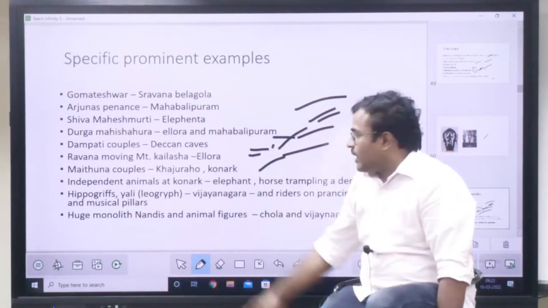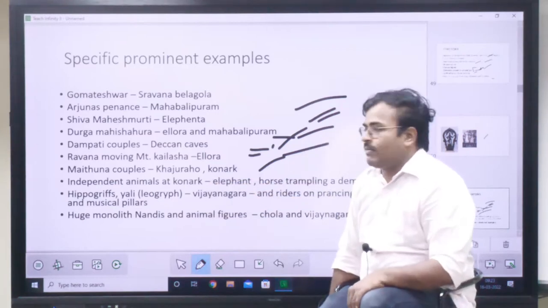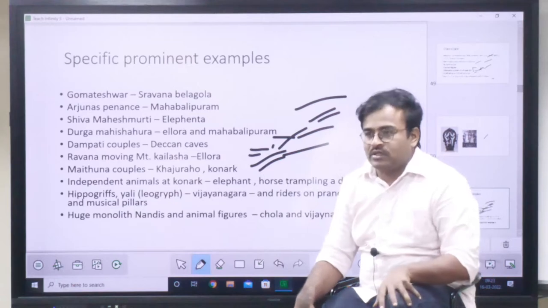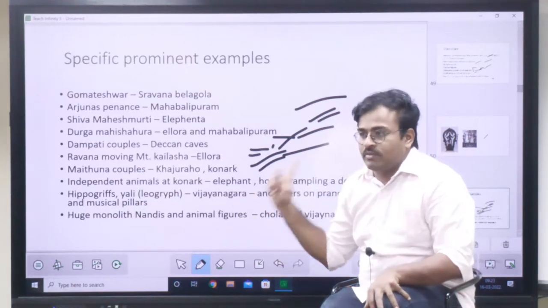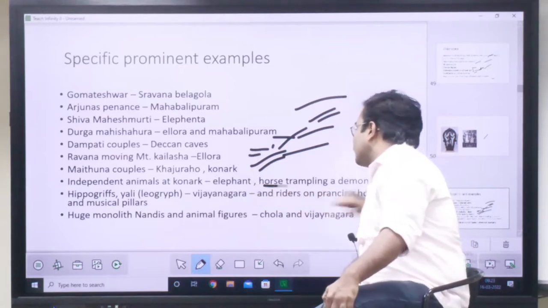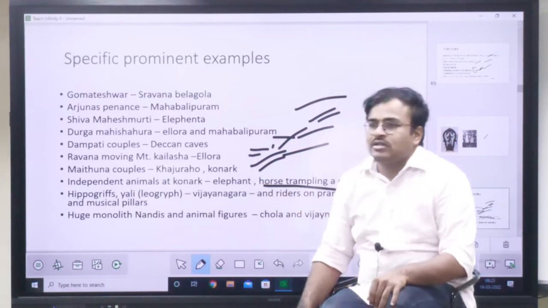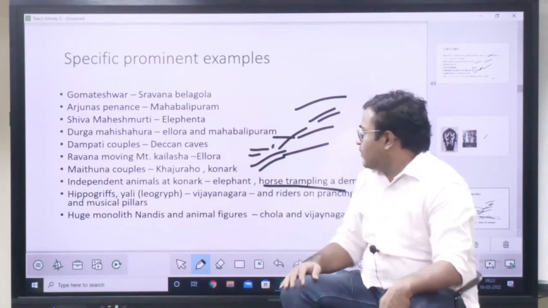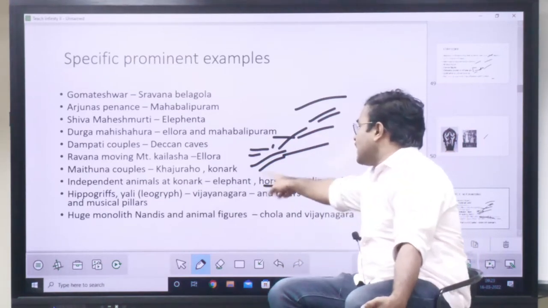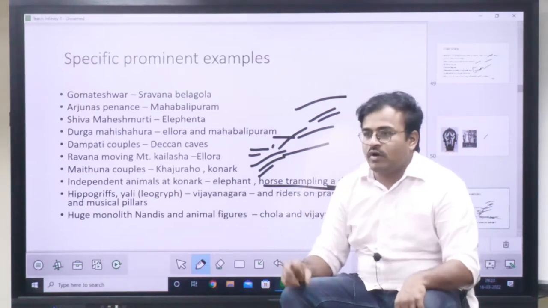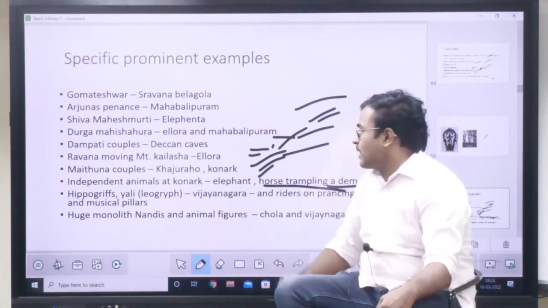I'll show it. And the next one is Maitra couples. Maitra couples are present at two places. One is Khajuraho and the second one is Konark. Maitra couples, I have shown the images to you also. Then, there are also some prominent independent animal sculptures present at Konark. Of these images, two are very prominent. One is the elephant image and the second one is the horse trampling a demon. So it is a popular image at Konark.